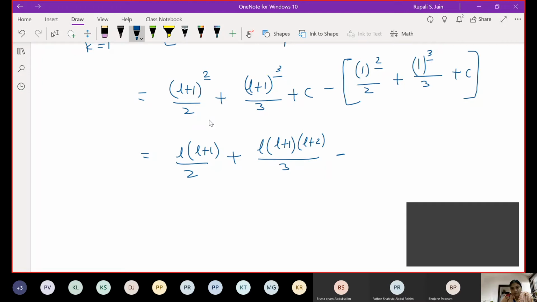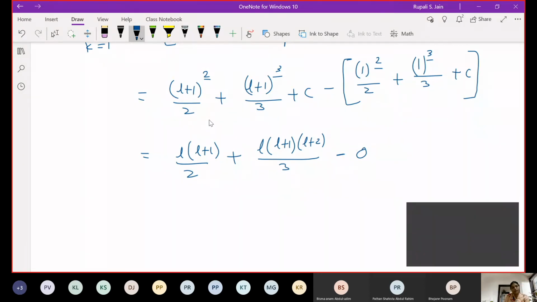What is 1 to the 2 falling, 1 to the 3 falling? It is 0. I have written this incorrectly.